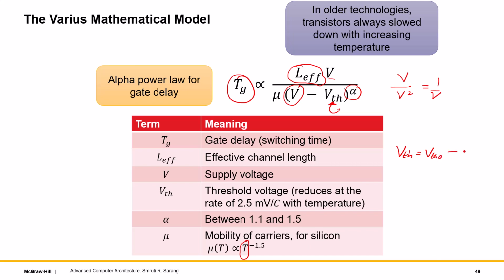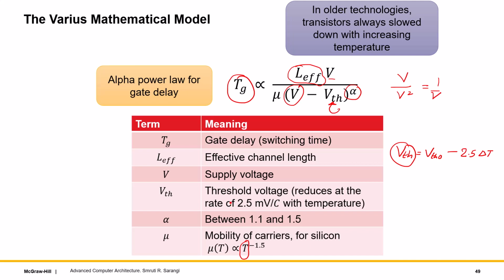minus 2.5 millivolts, so let me assume that the unit is millivolts, multiplied with delta T, the change in temperature. So let's say temperature increases by 10 degrees Celsius or 10 Kelvin, same thing. The threshold voltage, which is normally 100 to 150 millivolts, would decrease by as much as 25 millivolts, which would change the character of the circuit quite drastically.